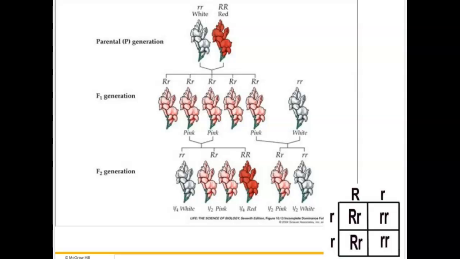The pink genotype is big R little r, and the white genotype is little r little r. When we cross them, the Punnett square follows, with 50% of the offspring being big R little r for pink, and 50% of the offspring being little r little r for white. So these parents could not have red offspring.